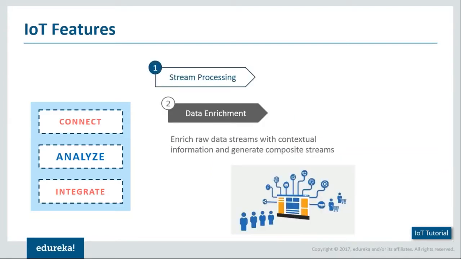Now, apart from this, this is raw data that is being streamed from all the things. You need to identify which is contextually important information which is going to be taken forward. Once I have the relevant information, then I can even generate composite streams of information which can be taken ahead for future analysis and understanding as well. This is what your data enrichment process does.